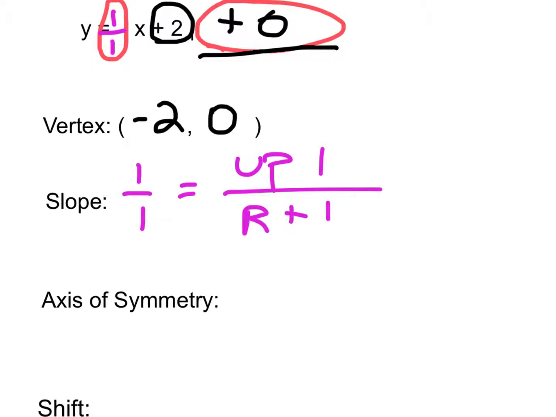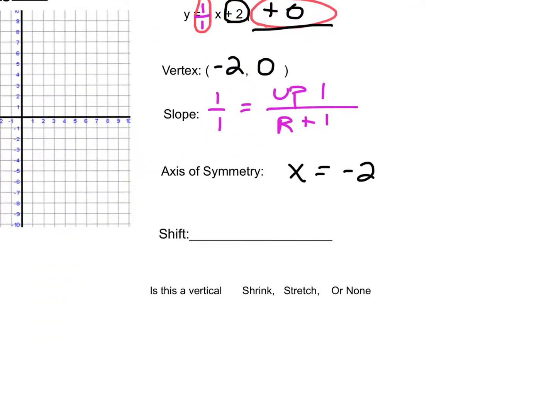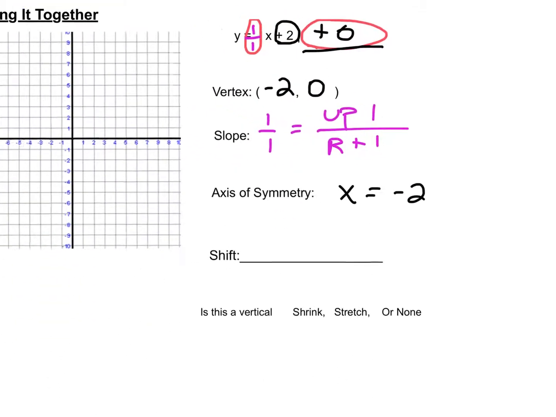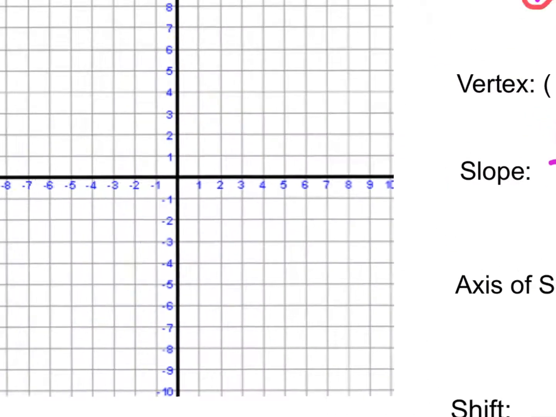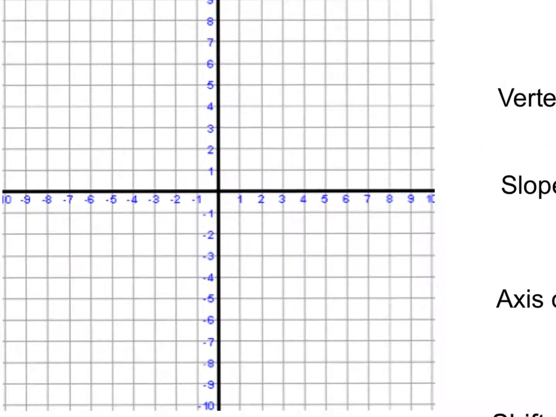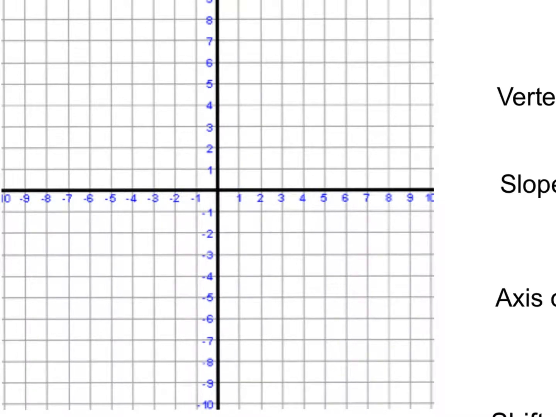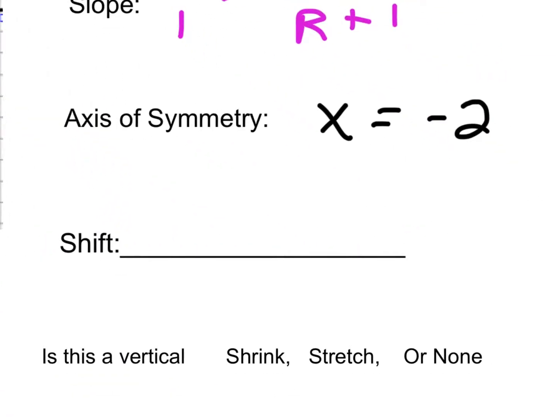My axis of symmetry, x equals negative 2. So again, some folks are saying, well, I can do my shift now. I'm going to show you visually first where the vertex goes, and then from there we'll come back to the shift. All right, so my vertex, negative 2, 0. So I'm going to go back 2, or to the left 2. Okay, since that's the only movement we did, left 2.